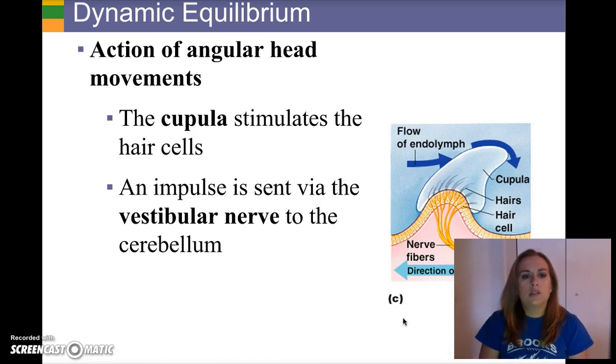So this is the action of angular head movement. Again, the cupula is going to stimulate the hair cells for that angular head movement. An impulse is sent via the vestibular nerve to the cerebellum.